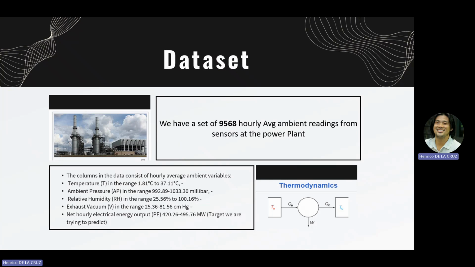And for this assignment as well, we are given a data set which came from the readings from the sensors at the power plant. The columns in the data consist of several variables starting from temperature, ambient pressure, relative humidity, exhaust vacuum, and lastly, the net hourly electrical energy output that we need to identify.